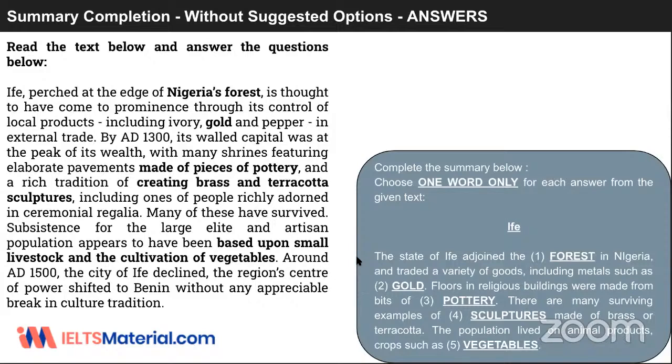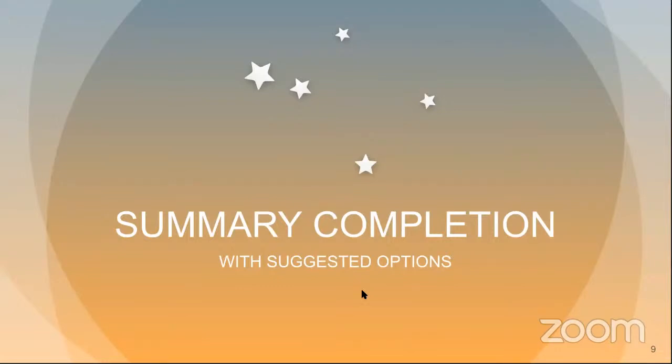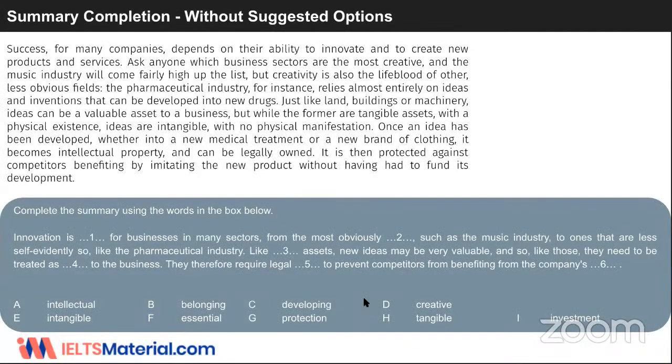Let's take another one, which is called summary completion with suggested options. Okay, where you have different options given, where you have the suggested options, and for the majority of the part you need to take these synonyms. So just make sure you read them very carefully and then attempt the answers. You have the options here, from A to I. Okay, you have almost 9 options that would cover 6 answers. So you would be ignoring 3.